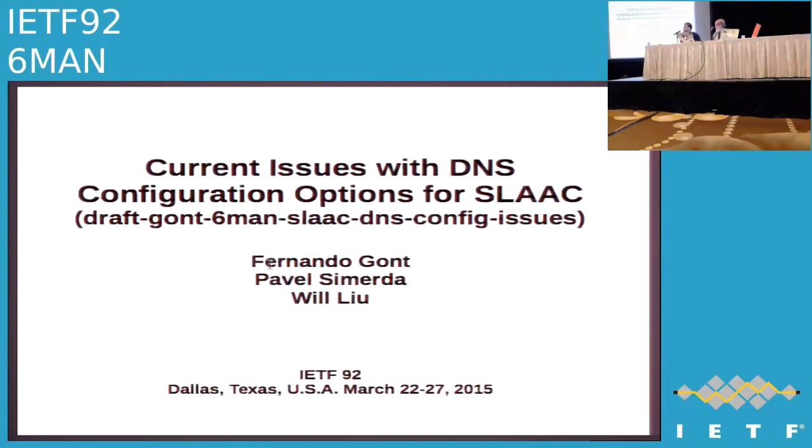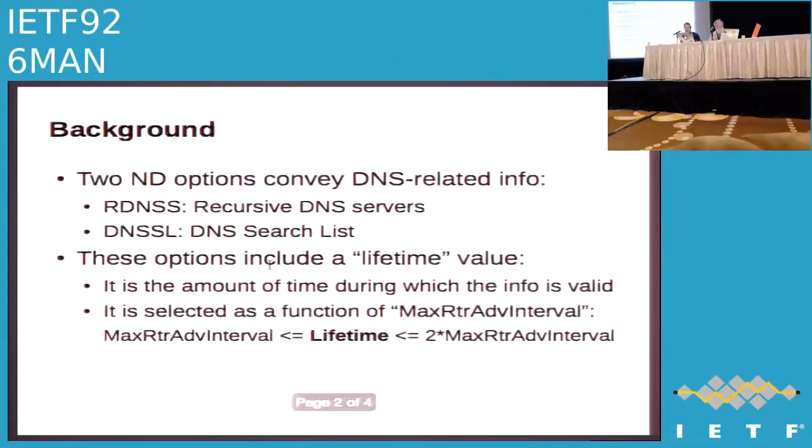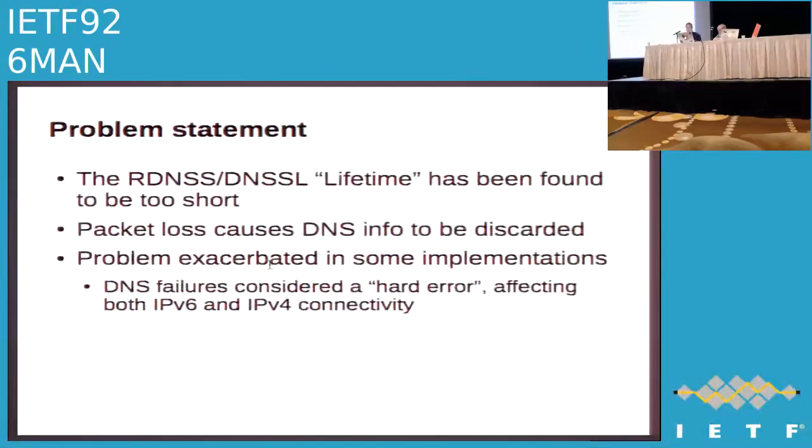Should I use this one? Yes. Go. I'm Fernando Gont. I will be presenting the document current issues with DNS configuration options for SLAAC. Next slide. We have two different neighbor discovery options for DNS related information. One is RDNSS, which is for recursive DNS servers. The other one is DNSSL for the DNS search list. Both of these options have a lifetime value that specifies for how long this information is valid, and this is the current lifetime value that is in the specs. Okay, next slide. The problem with this value is that it has been found to be too short.